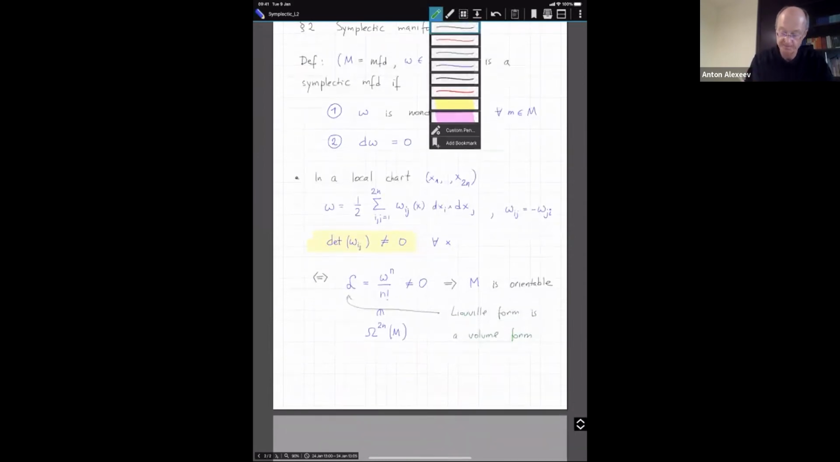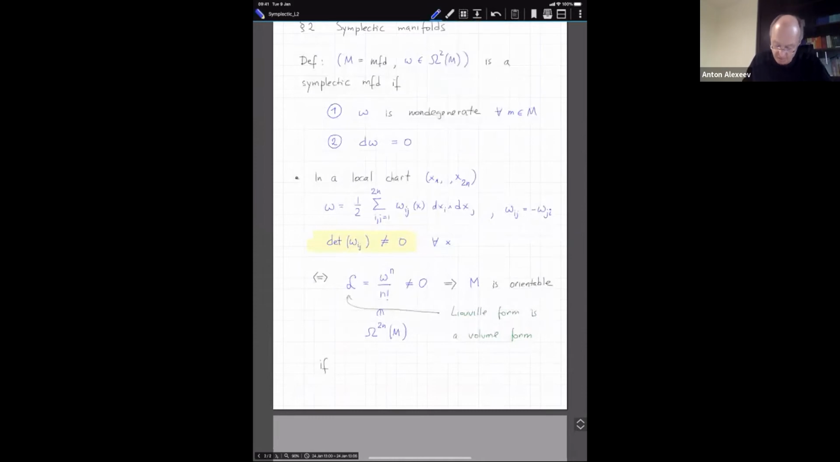And in case when M is compact, what you can do, you can define an invariant of your symplectic manifold. And this will be just an integral over M of L, right? So this is called symplectic volume.